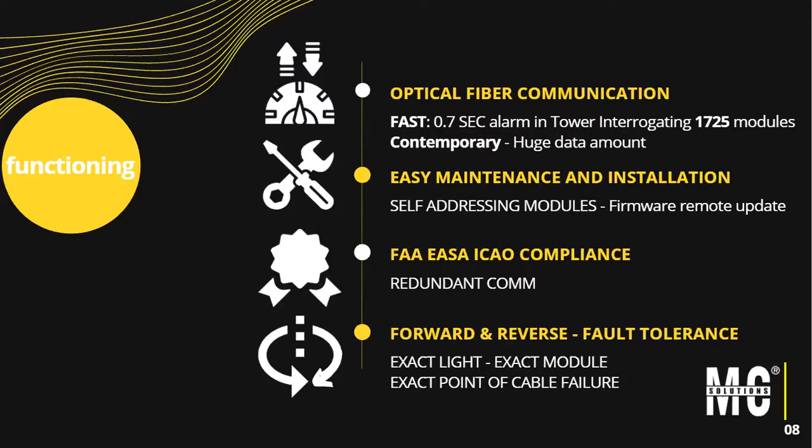Of course, this kind of communication, of redundant communication, answers to the main international regulations, FAA, EASA, ICAO, so they are more than compliant. The forward and reverse communication makes the system a fault tolerance one. That is to say, we can detect the exact malfunction in light, the exact model that is not working, and the exact point of an eventual cable failure.